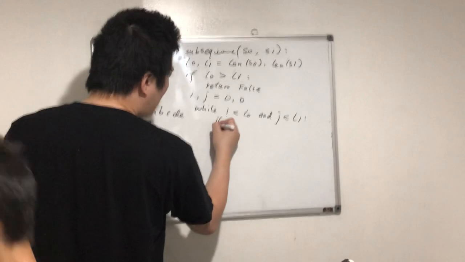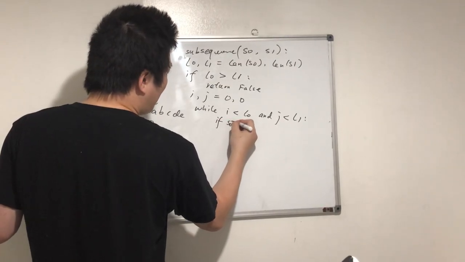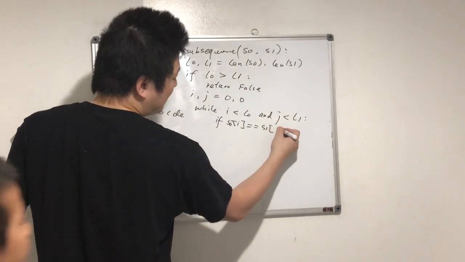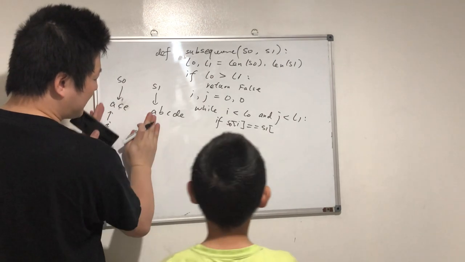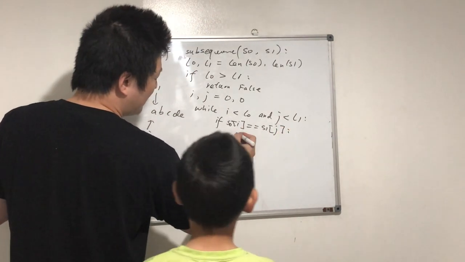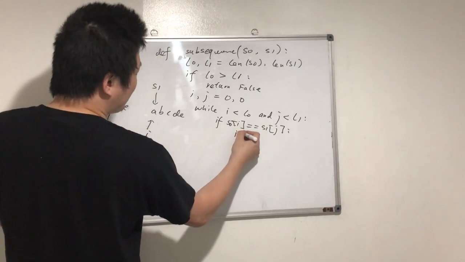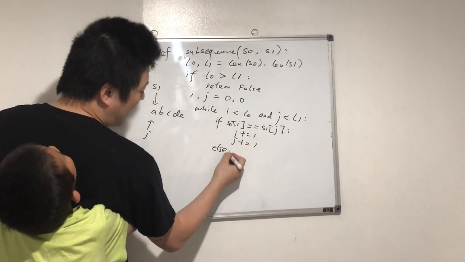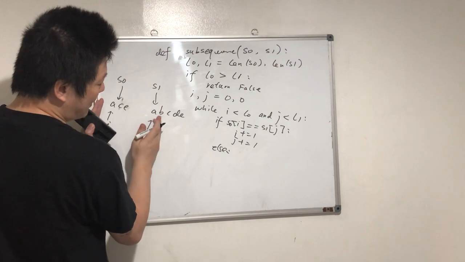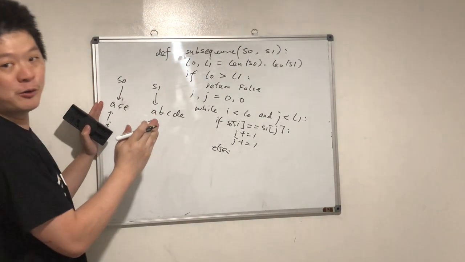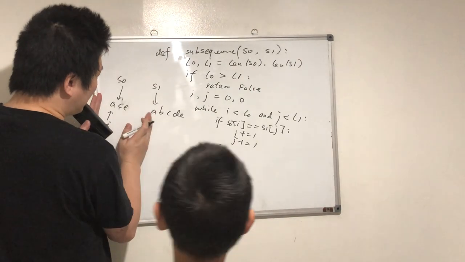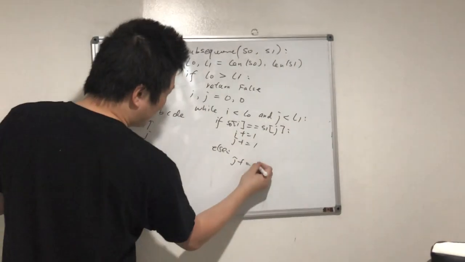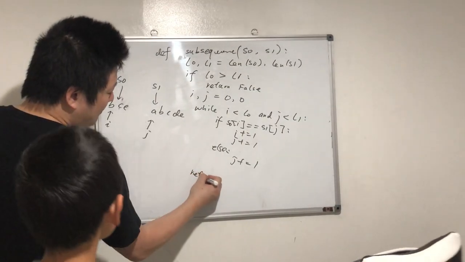Now look, if S0[i] equals S1[j], what happens? If they're the same, i plus equals 1, and j as well, at the same time. Else, if not equal, which one do we need to increment? Let's say this is B, C, E. We only need to increment j. j plus equals 1.